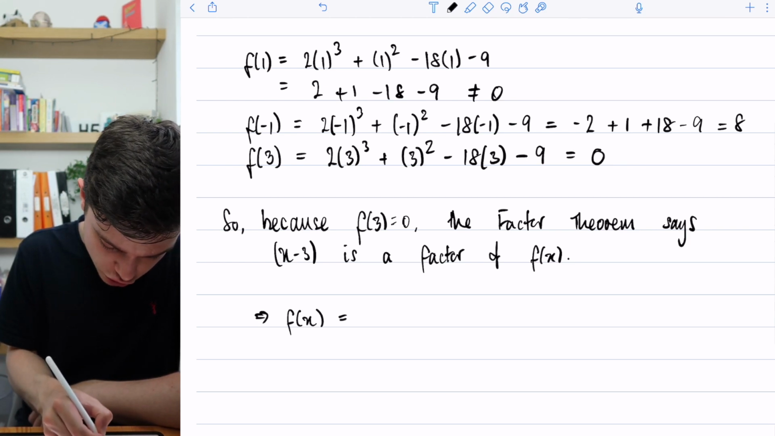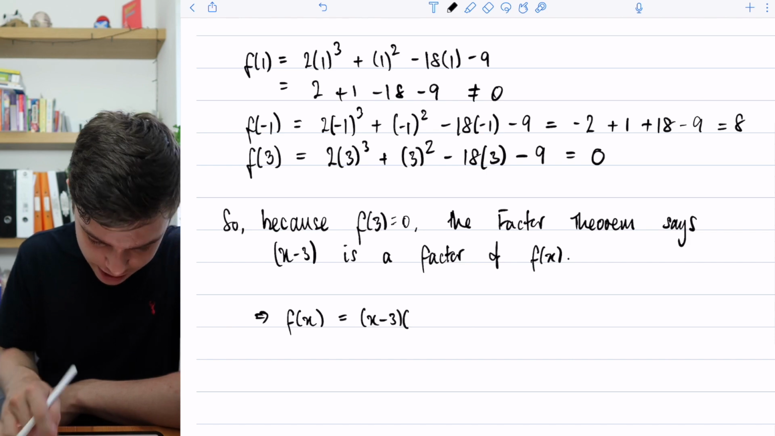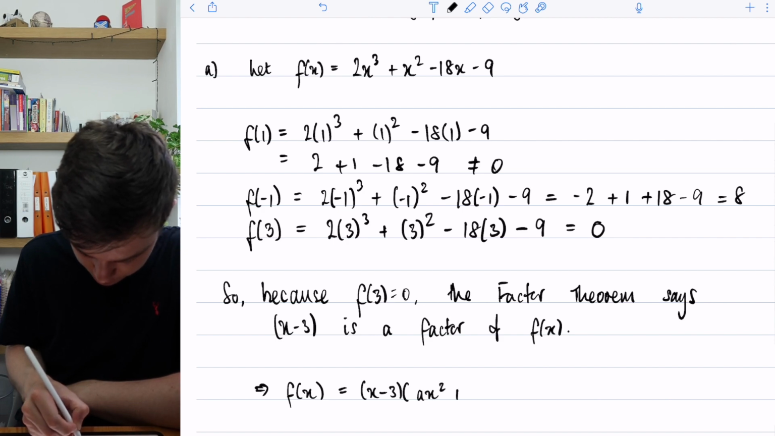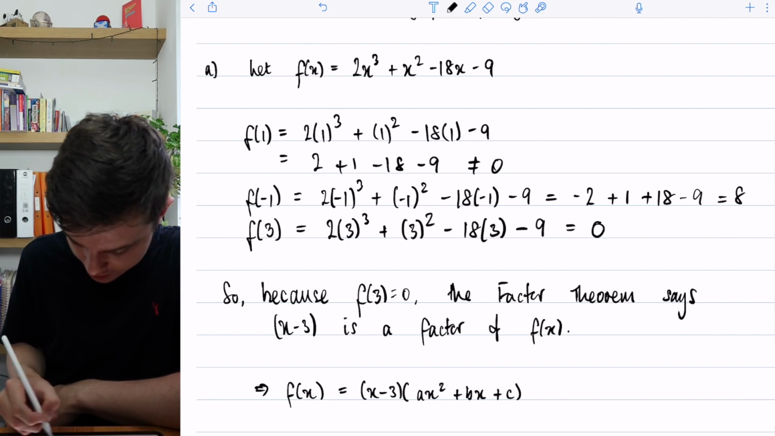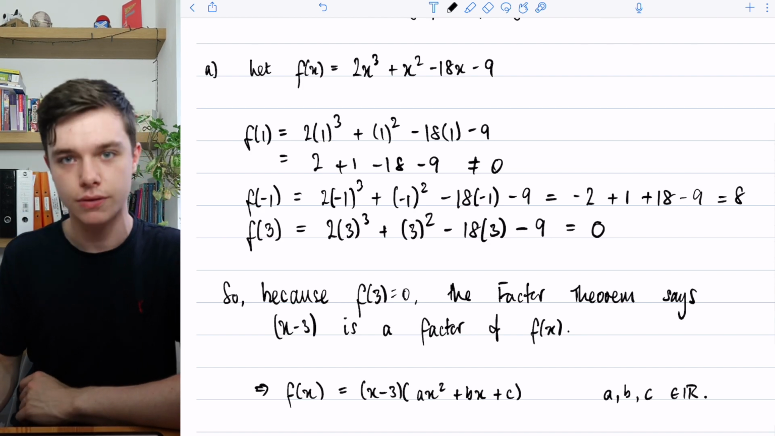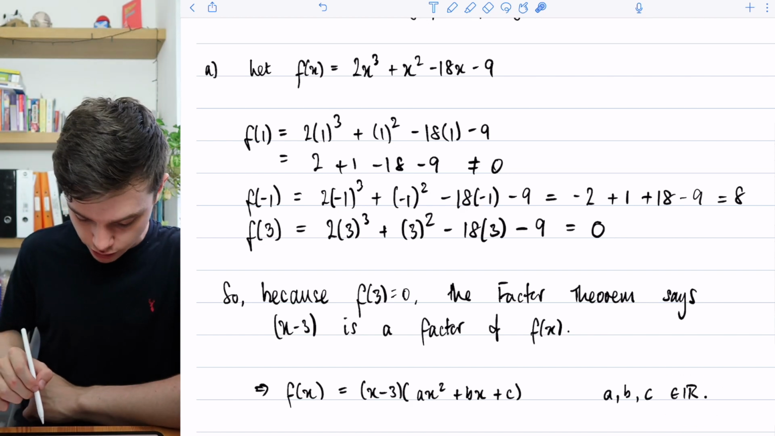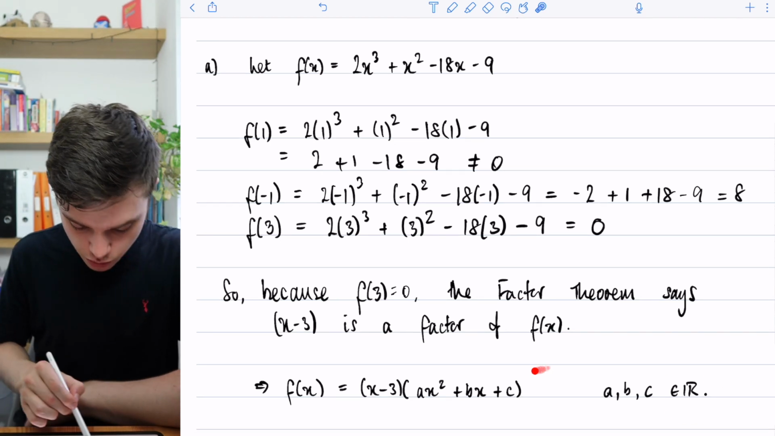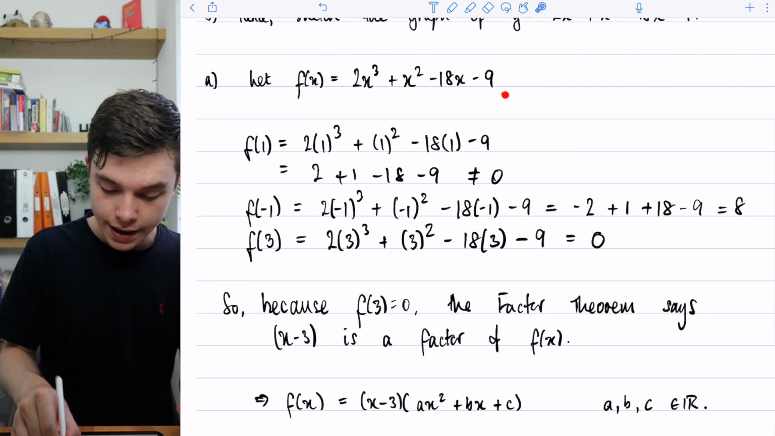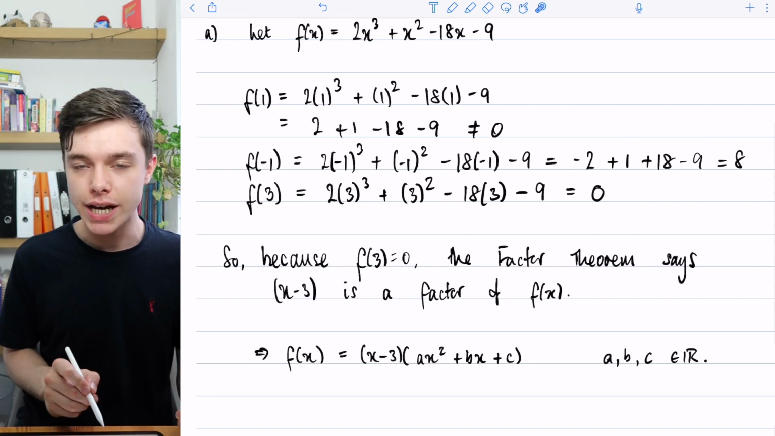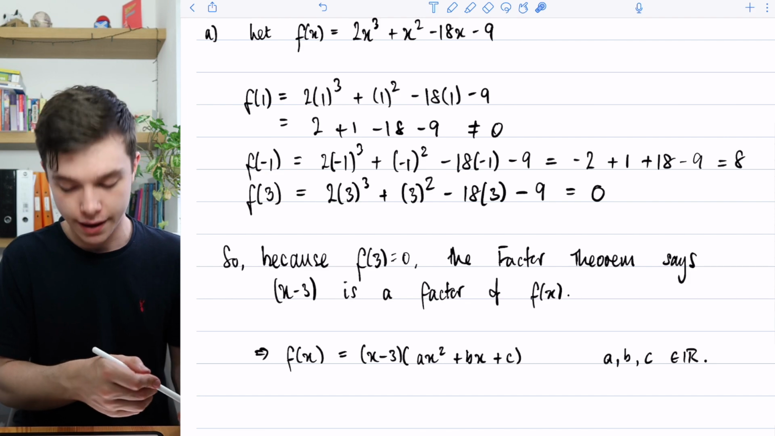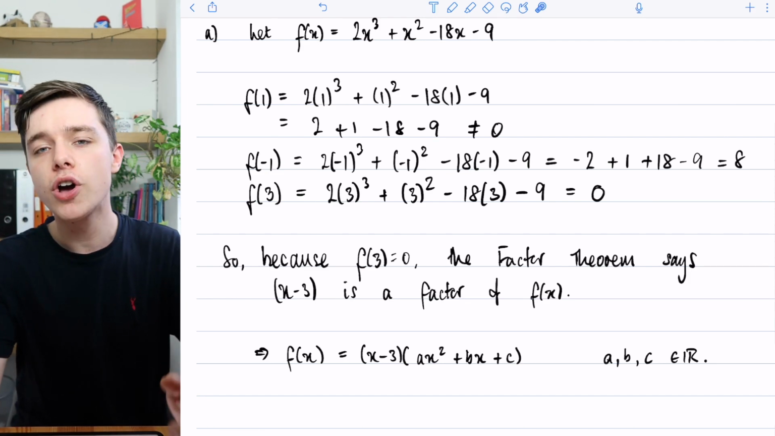Okay, so in other words, like in the previous example, we can then say f of x is equal to some multiple of x minus 3 multiplied by ax squared plus bx plus c, where a, b and c are some constants and they are real constants. Okay, that's how we write it there, element of the reals. So we don't know what this quadratic is going to be, we just know it's going to be a quadratic because we've got a cubic and we have a factor that is linear, so we need to multiply it by a quadratic to give me that cubic. Okay, so now what we need to do is work out a, b and c.